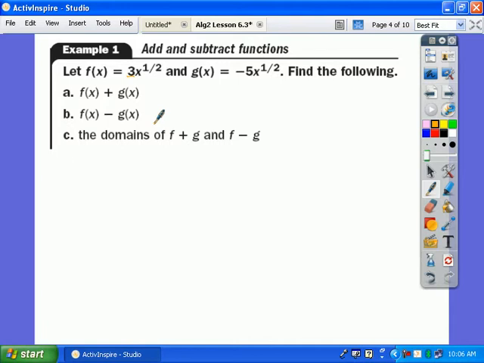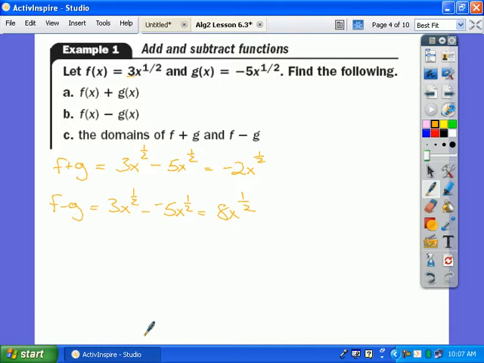And so they want us to add the two. So f plus g. It's going to be 3x to the 1/2 minus 5x to the 1/2, and this is just negative 2x to the 1/2. Okay, not a big deal. If we want to subtract f minus g, it's just going to change our sign in the middle. We get minus a negative 5x to the 1/2, and we get 8x to the 1/2. I think this is a very welcomed problem compared to what we've done.